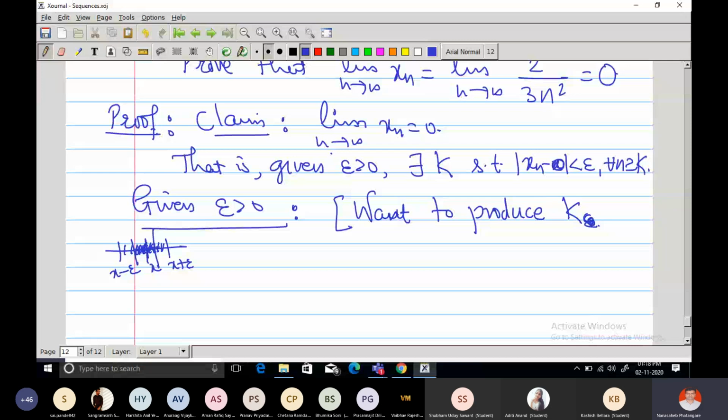See, this definition, many people find it confusing. But from the beginning we discuss why this definition makes sense. So given epsilon, we produce k depending on epsilon such that the distance between xn and 0 is less than epsilon for all n greater than or equal to k. Okay, this is how philosophically we are looking at this, right?